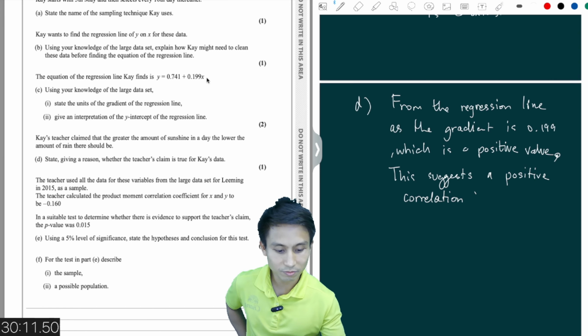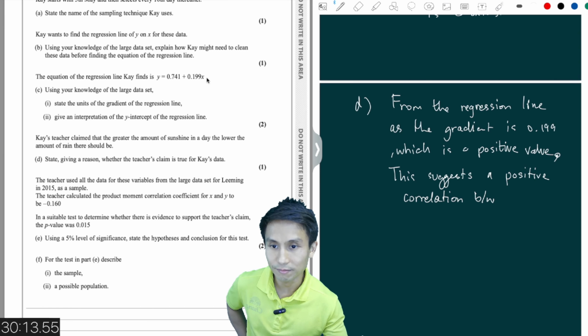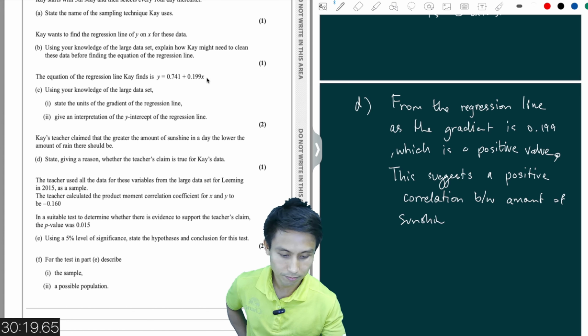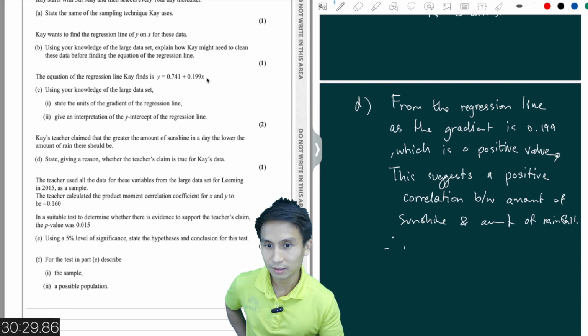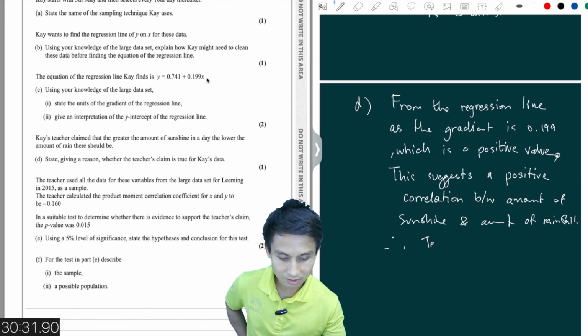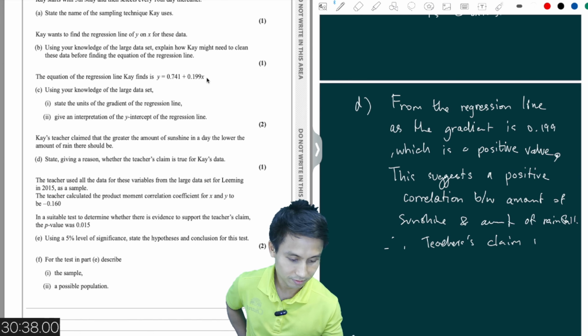Positive correlation between the amount of sunshine and the amount of rainfall. Therefore, the teacher's claim is not true. All right.